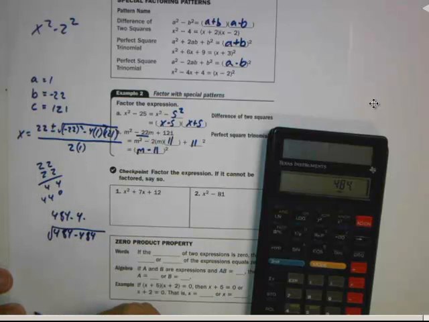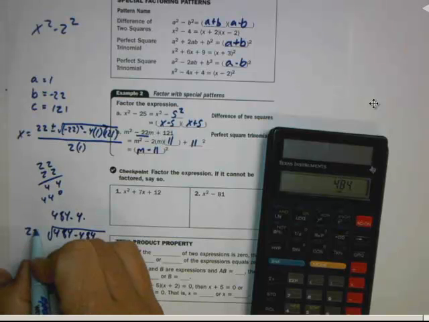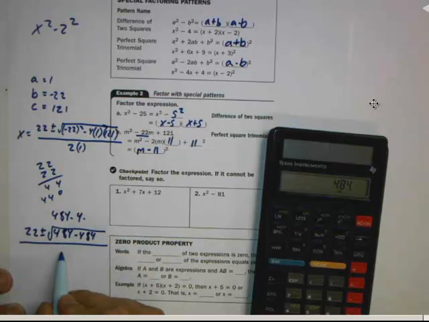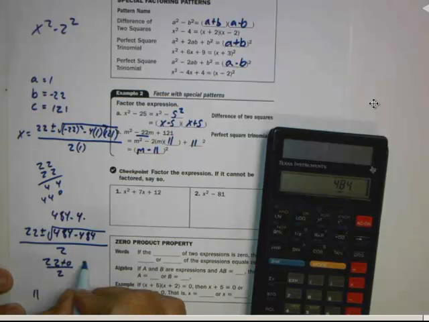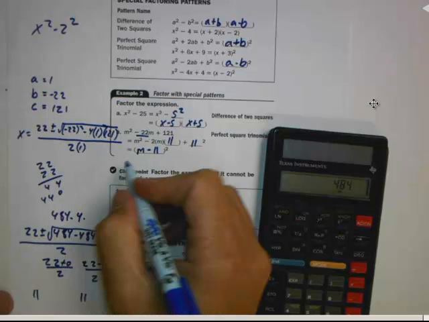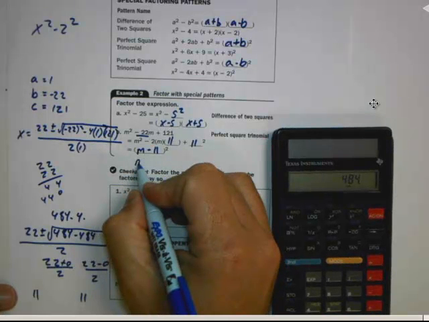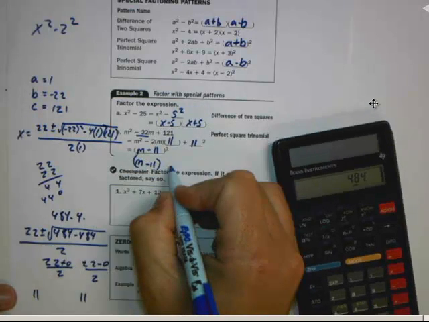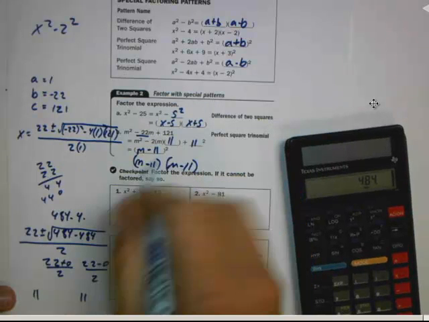That ends up being 0. So I am 22 plus or minus 0 all over 2. Well, 22 plus 0 is just 22, and that's 11. 22 minus 0 is just 22, and that's 11. My two answers are 11 and 11. When I go back up here, it's going to be m minus 11 times m minus 11. And we'll get into that more as we go.